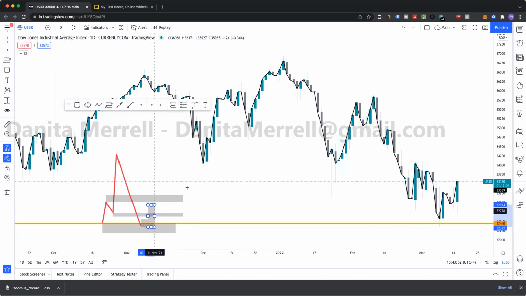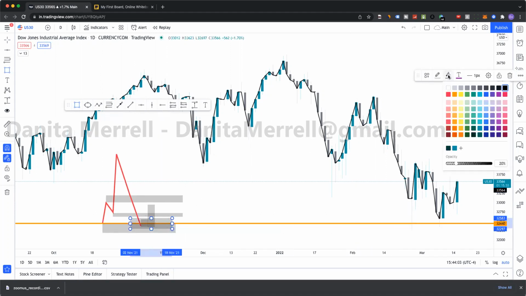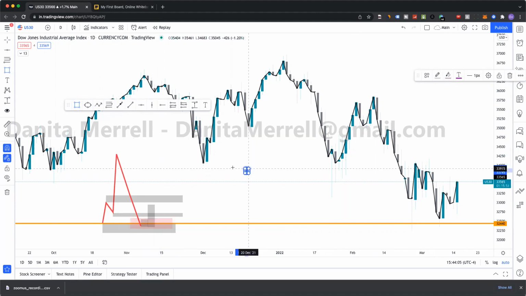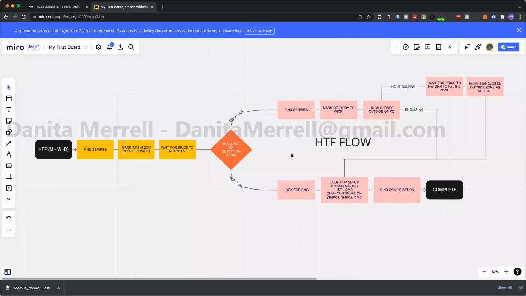Okay, we're rejecting that support level with our engulfing pattern. At this point, since we have our engulfing, we can look for our setup. So here we're going to be looking for our setups in H1, M30, M15, M5, your first QMR or your continuation. Okay, so let's say you miss it and there's a continuation pattern, we can take that.